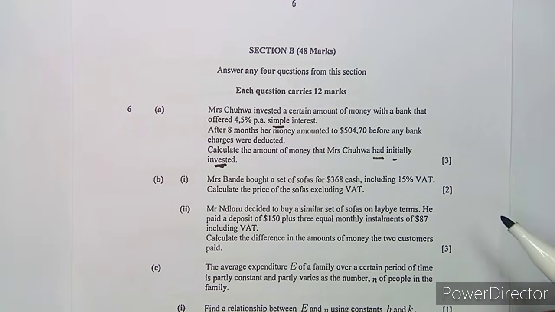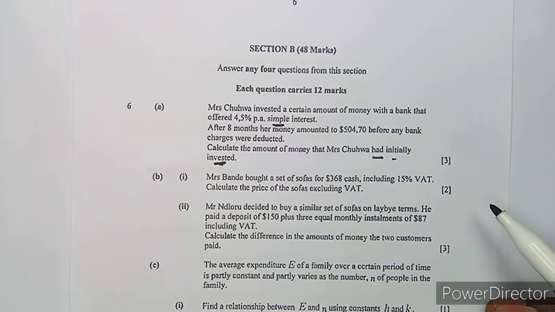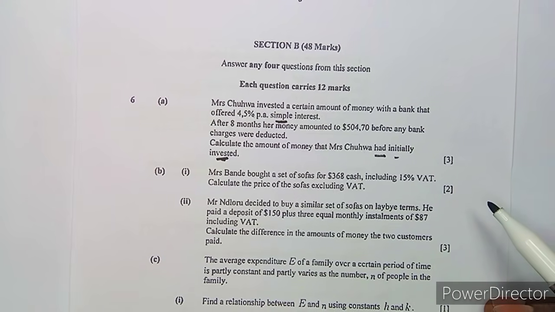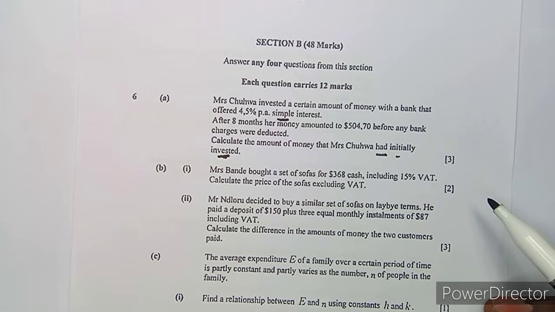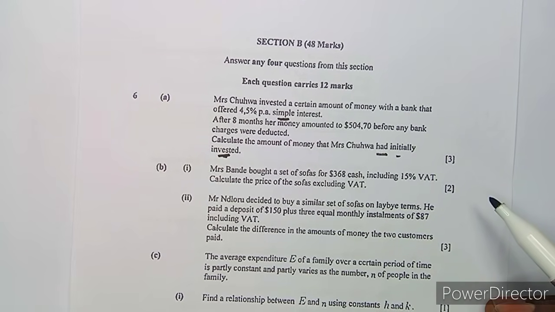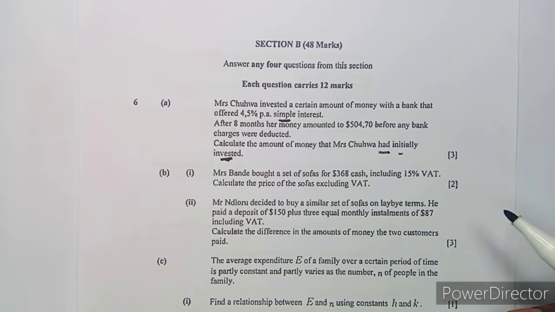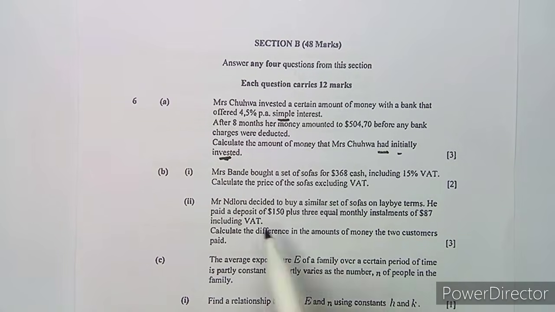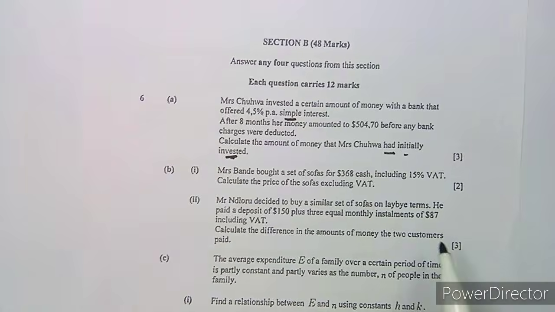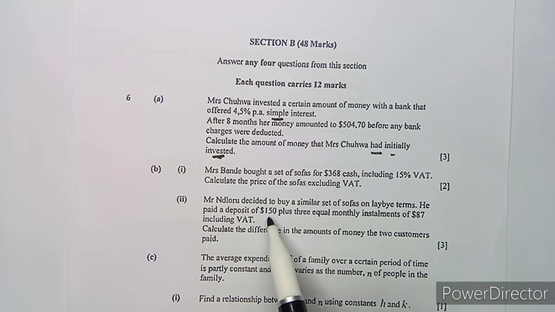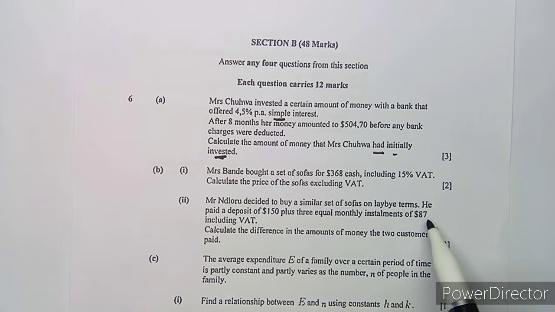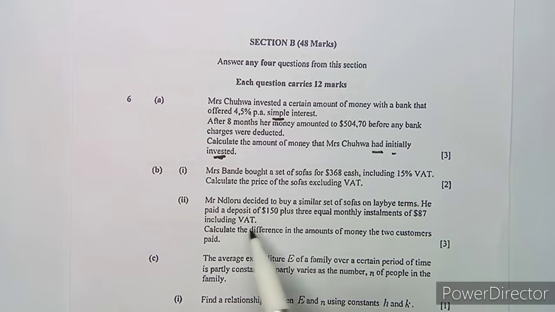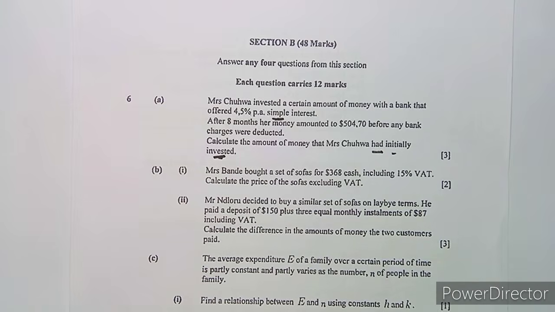So a lay-by term is whereby you deposit a certain amount, then you keep on paying monthly installments in order to finish that product so that you'll be able to take those sofas. So this is what happened. On a lay-by, Mrs. Ndlovu had to deposit $150 plus 3 equal monthly installments of $87, including VAT. So which means all these payments were having VAT.